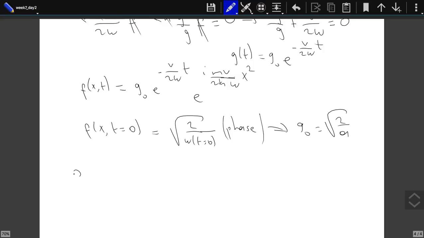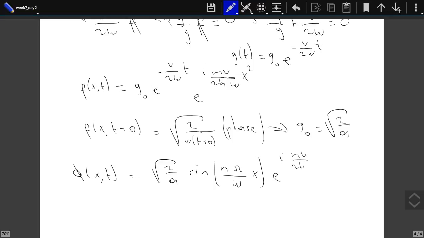So phi of x and t is equal to square root of 2 over a, sine of n pi over omega x, e to the power i mv over 2 h bar omega x squared, e to the power minus v over 2 omega t, e to the power i over h bar, minus i over h bar, e of t prime dt prime, t going from 0 up to t. Omegas are also x. No, this is for t. Omega has time dependence. Well, there is one thing that I don't like.